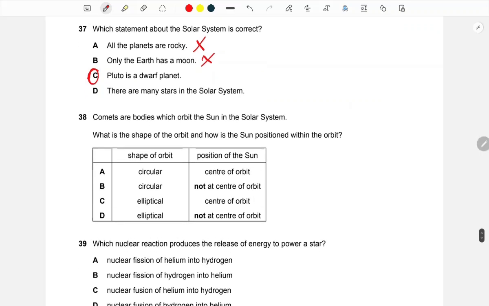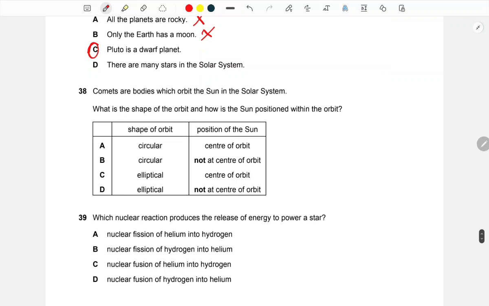38. Comets are bodies which orbit the sun in the solar system. What is the shape of the orbit and how is the sun positioned within the orbit? So the shape of the orbit is elliptical, so we have the sun over here. Let me label it sun, and the orbit is something like that. So the sun is not at the center. It's a misconception that the sun is at the center. It's going to be at one side and not at the center. So it's going to be elliptical, so we remove A and B, and the sun is not at the center of it. So it's going to be D.